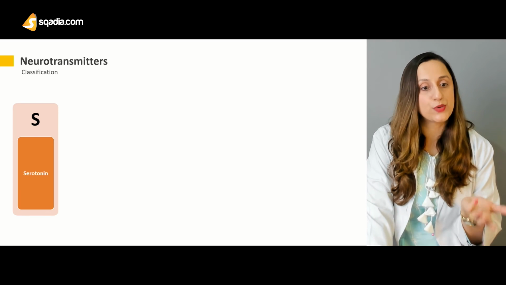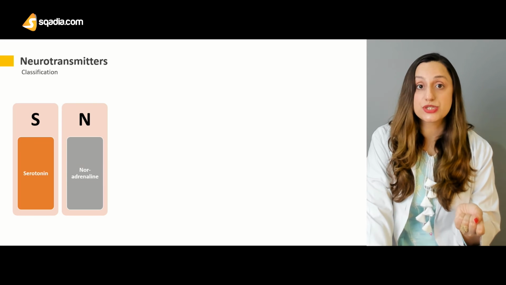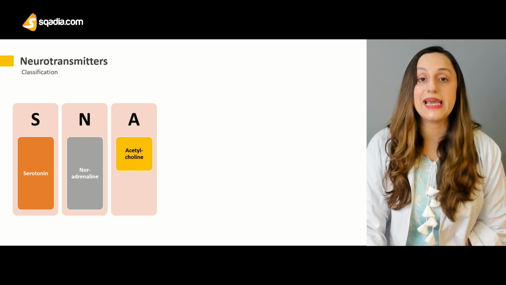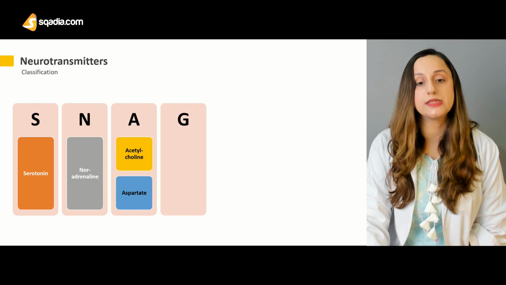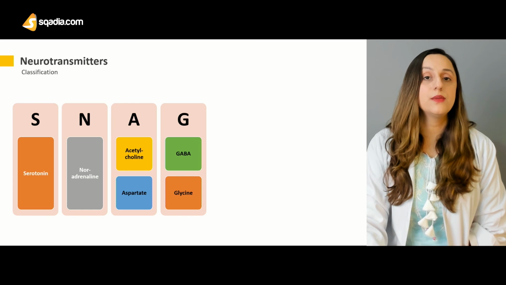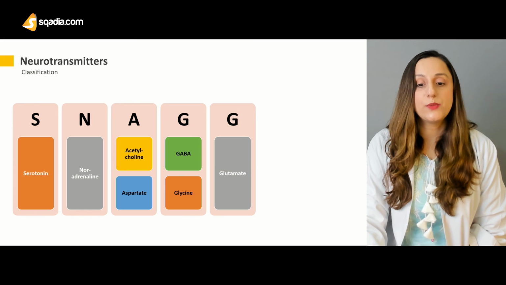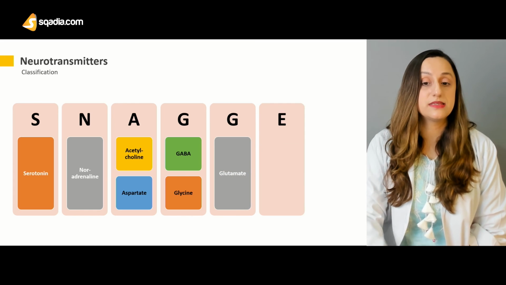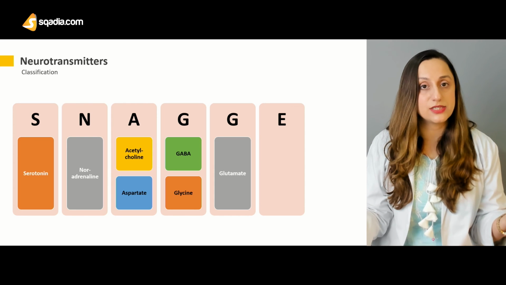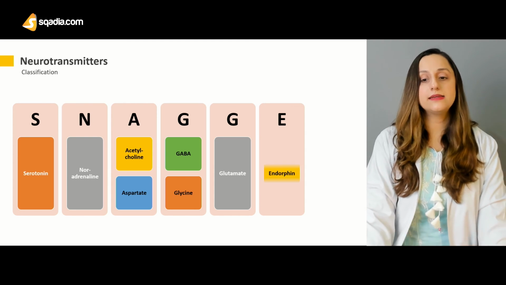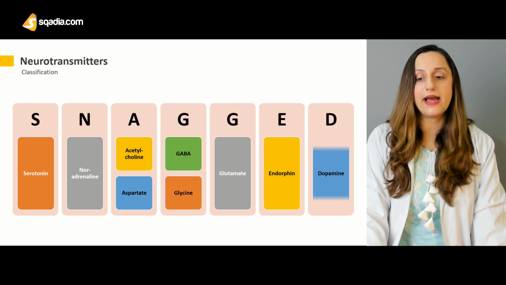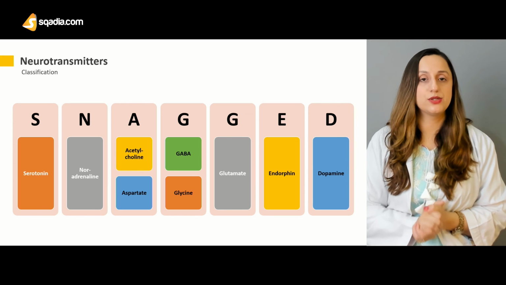S stands for serotonin. Then we have the N, which stands for noradrenaline. We have an A, which stands for acetylcholine or aspartate in general. We have a G, which refers to GABA and glycine, which are the inhibitory neurotransmitters mainly. And then we have glutamate. This is another G. We have two Gs, so there it stands for an inhibitory and an excitatory neurotransmitter separately. And then we have endorphin, which stands for the E in the word SNAGD, and D stands for dopamine.